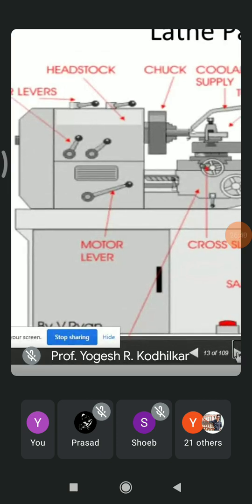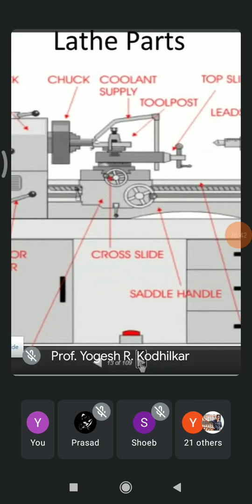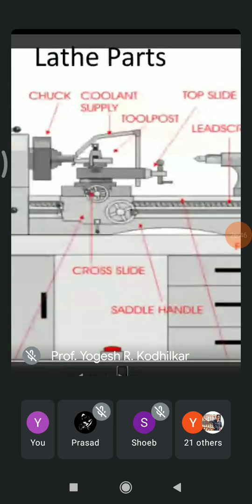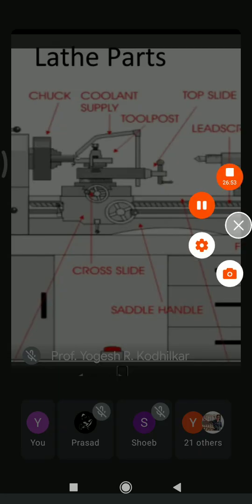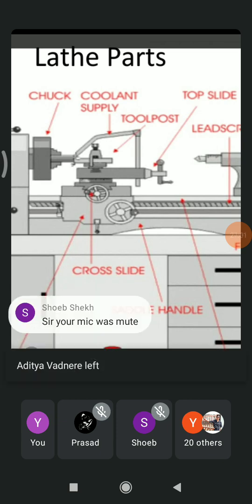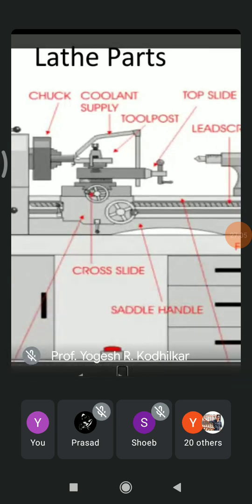Then there is the chuck. Then there is the tool post. The tool post holds the single point cutting tool. In the previous lecture we studied cutting tool terminology, and the cutting tool comes in these different types. The tool post is held on the cross slide.